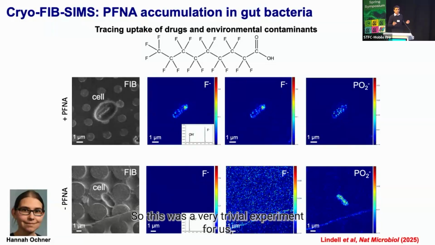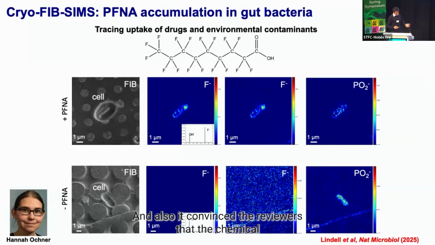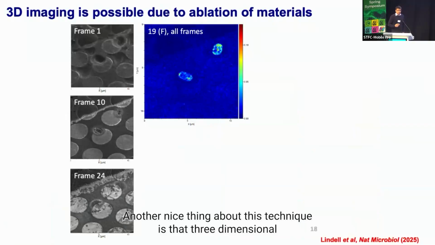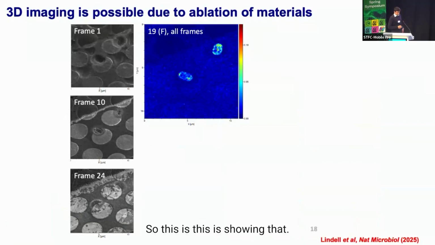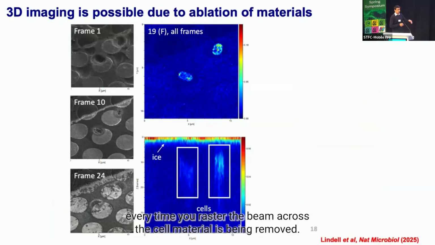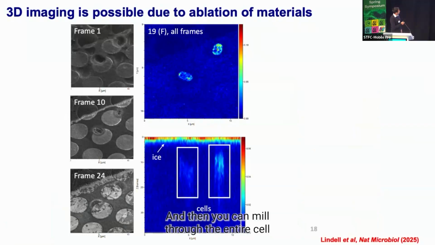So this was a very trivial experiment for us, but it was very important for the people who were doing this study. And it also convinced the reviewers that the chemical was actually entering the cell and not cell surface associated. Another nice thing about this technique is that three-dimensional imaging is possible because you're directly ablating the materials and you can just mill through the entire cell. So this example is showing that. You raster the beam, and every time you raster the beam across the cell, material is being removed, and those ions you are actually collecting and measuring a mass spectrum. Then you can mill through the entire cell, and you can see the fluorine signal is coming from inside the cell.